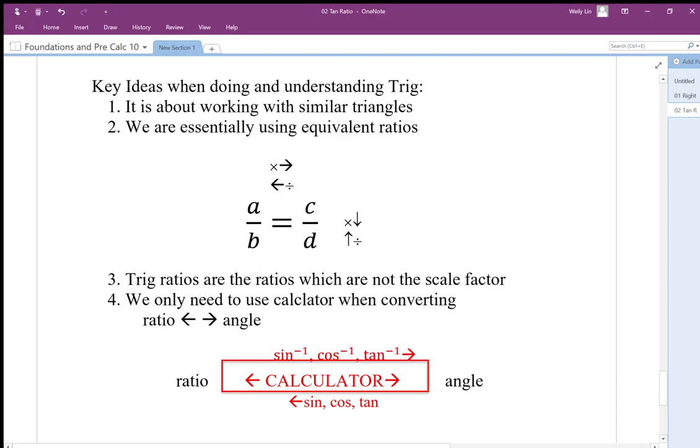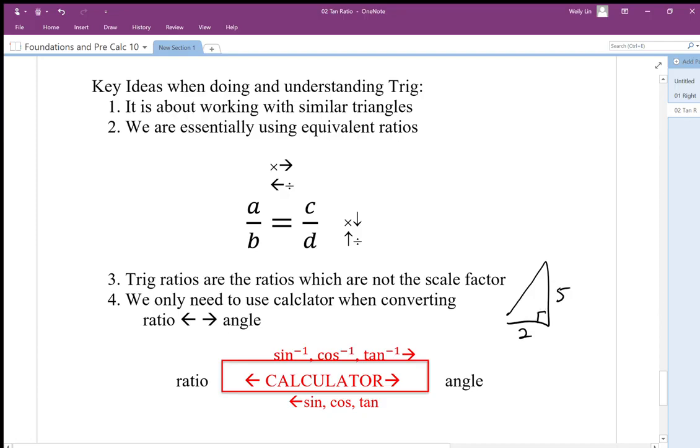So the other part is, when do we use a calculator? The calculator is only really used when we go from ratio to angle or angle to ratio. It's basically our translator. We have the shape of a triangle given lengths of sides, for example 2 and 5, and that gives us the shape of this right triangle.